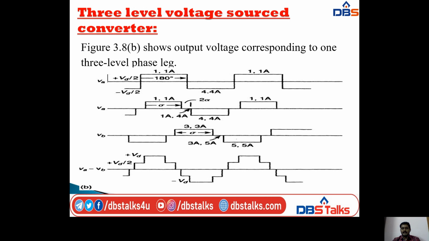So here I am taking the output voltage corresponding to one 3-level phase leg. We are using one phase leg, that's why I am taking output voltage waveforms accordingly. Here we have four waveforms in total. The first waveform is VA, the second waveform is also VA, the next one is VB, and the last one is VA minus VB. These are the output voltages corresponding to one phase leg of the 3-level voltage source converter. I will explain these.